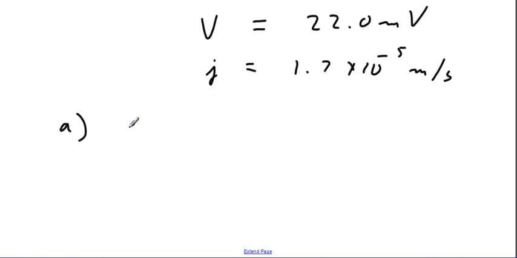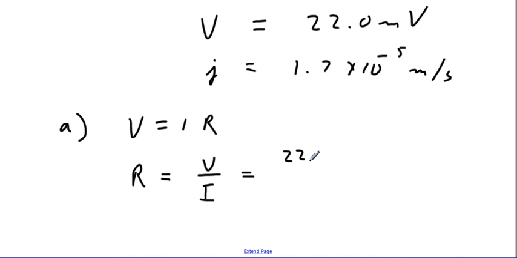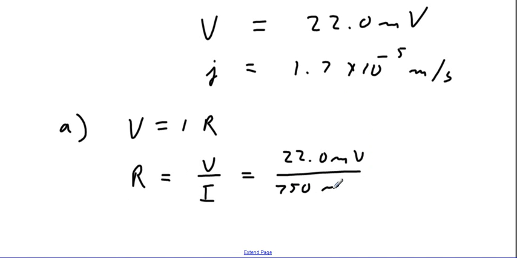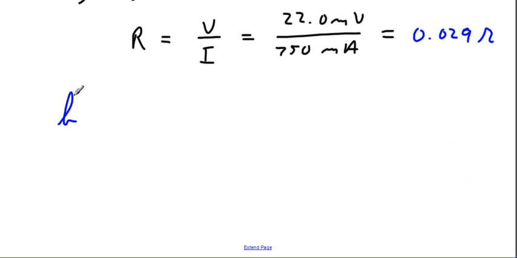So I'm looking at A, and I remember that V is equal to IR. And I'm supposed to calculate the resistance of the wire. So the resistance has to be V divided by I. And the voltage was 22.0 millivolts, and the current was 750 milliamps. Therefore, my resistance had better be somewhere around 0.029 ohms. Okay, well, we got the A part done.